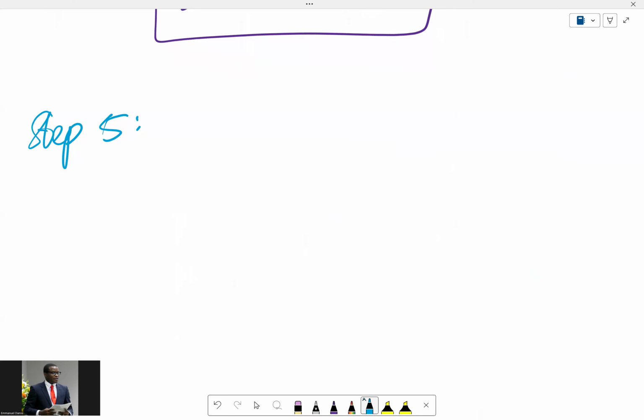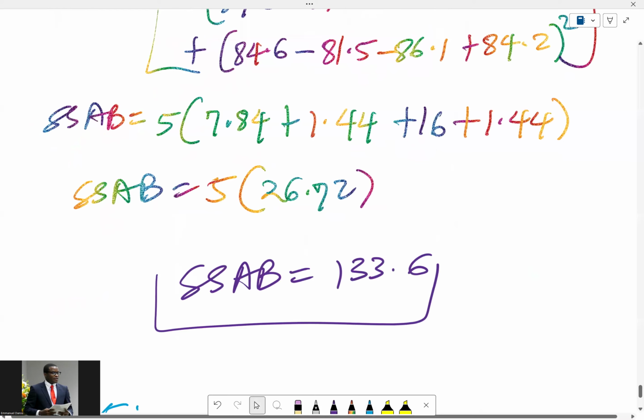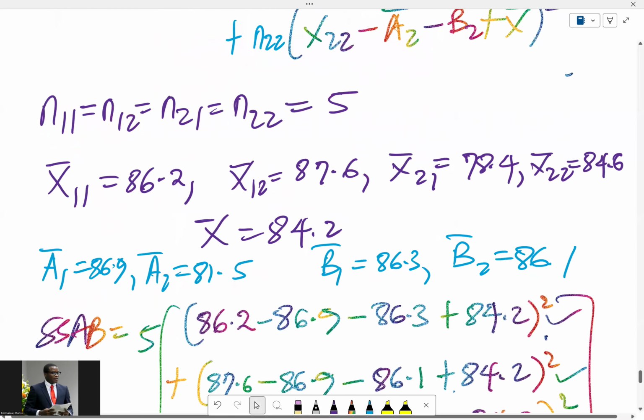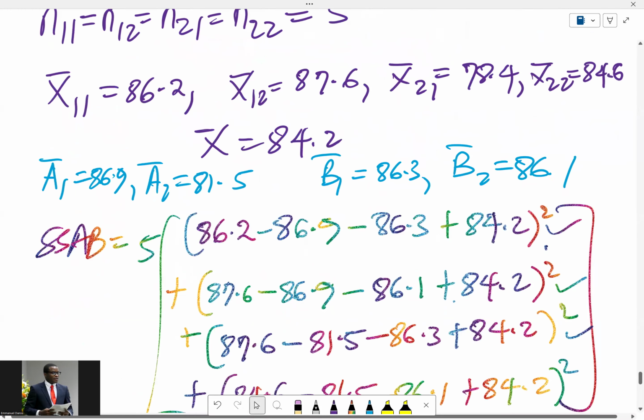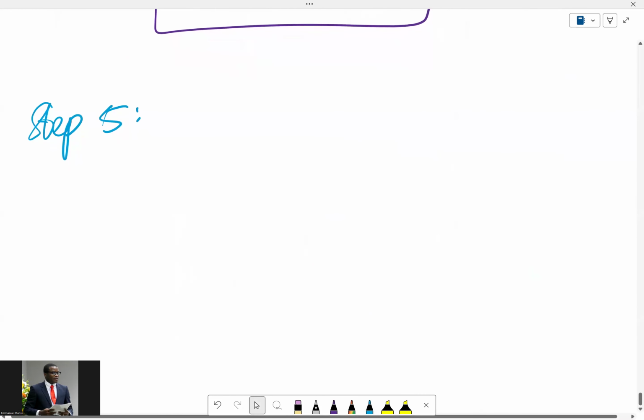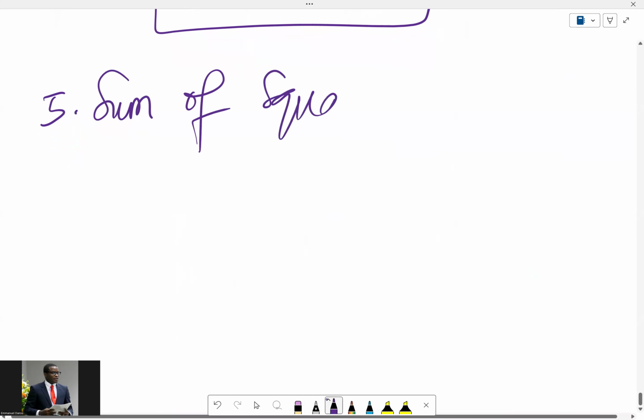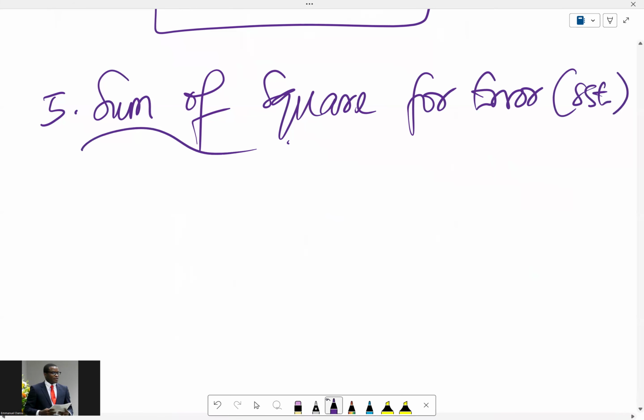Okay, yeah. So there's still a number 5 error. We have done 4 so far. So not step 5 yet. Still under sum of squares. So we have 5, sum of squares for error. That is SSE.